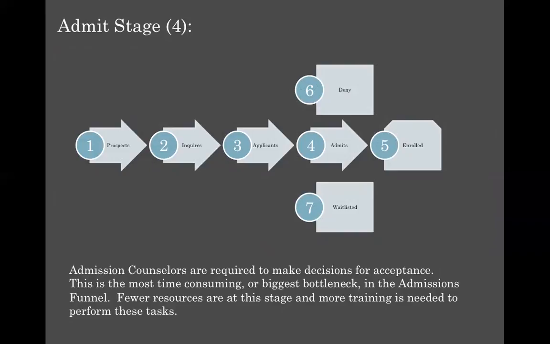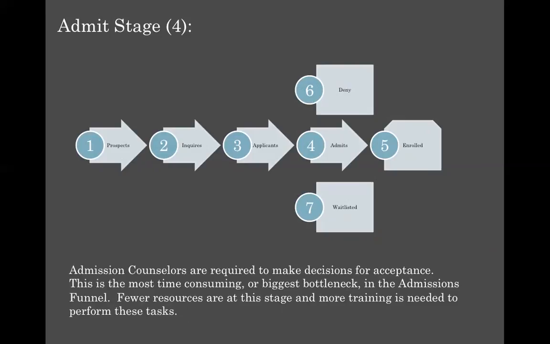And the reason why is because this stage tends to take the longest. The admissions councils have to deliberate and make a decision through looking over all the required materials, and this can take a significant amount of time. On the other hand, also, these admissions counselors are required to have a training that's pretty intense to make these decisions. So the amount of resources available at this stage is a lot smaller, and the amount of time that it takes to get students through this stage takes a lot longer.